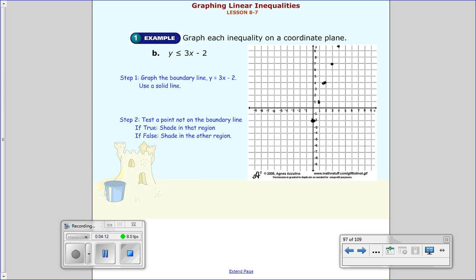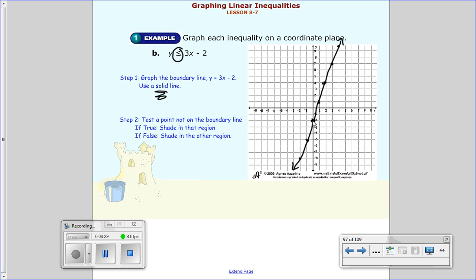Okay, and then you do the opposite. There we go. Now this time, because it's less than or equal to, I use a solid line, meaning I just use my regular line. And there we go.